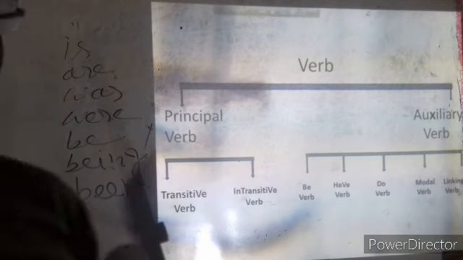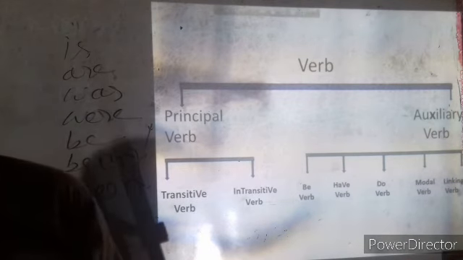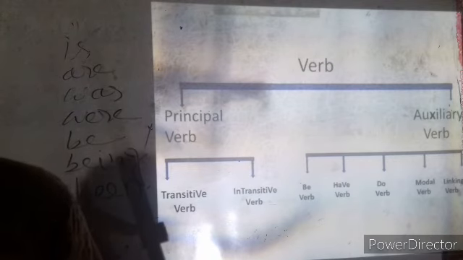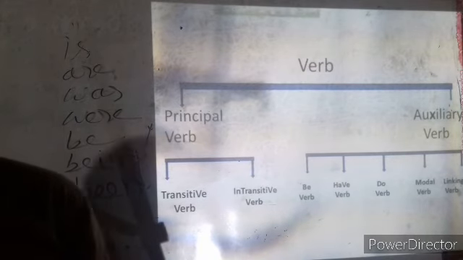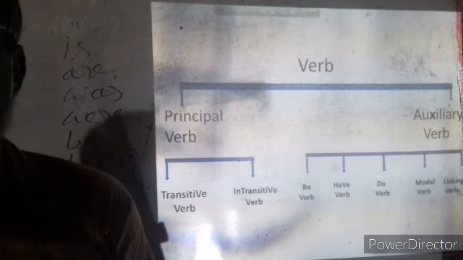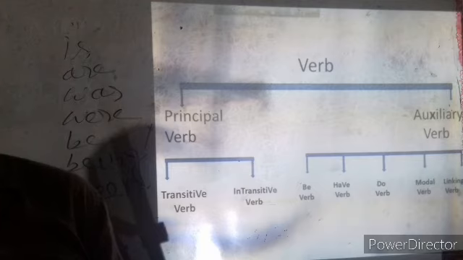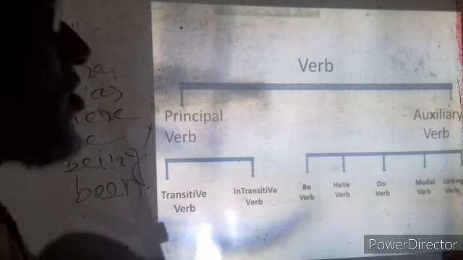Now modal verbs. There are a lot of modal verbs, but we should know some modal verbs: can, could, may, might, shall, should, will, would, must, need, dare, ought to, have to, has to, had to, like that. These are called modal verb.